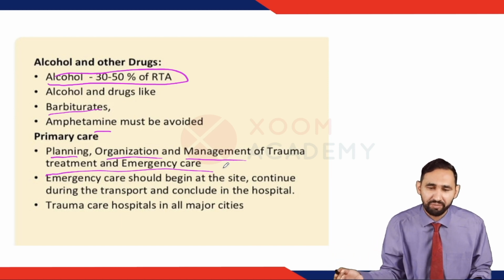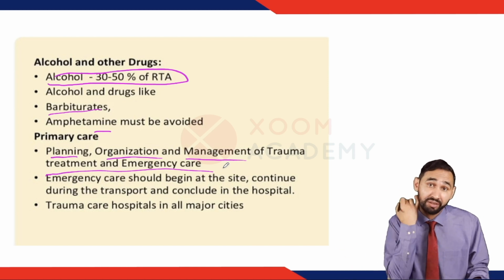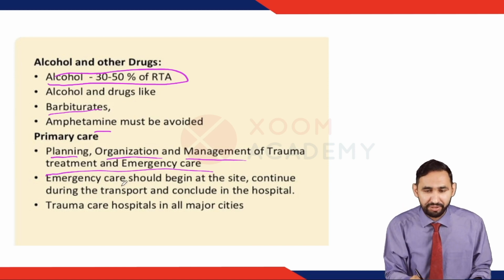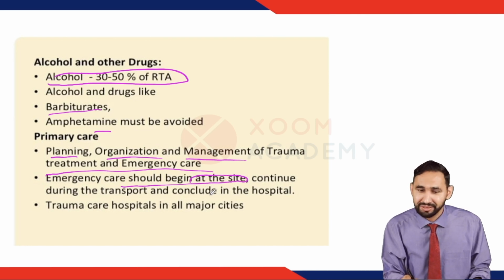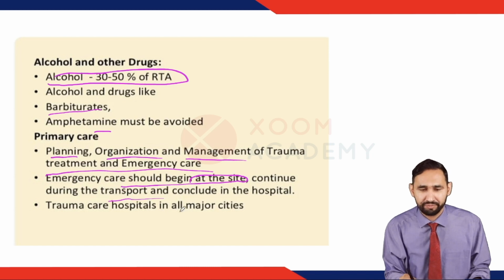When a person reaches the hospital, he or she may die. We need trained ambulance staff, like in case of cervical injury. We should stabilize the neck. That can prevent the death. Emergency care should begin at the site. This is most important. Trained ambulance staff should continue care toward the hospital.